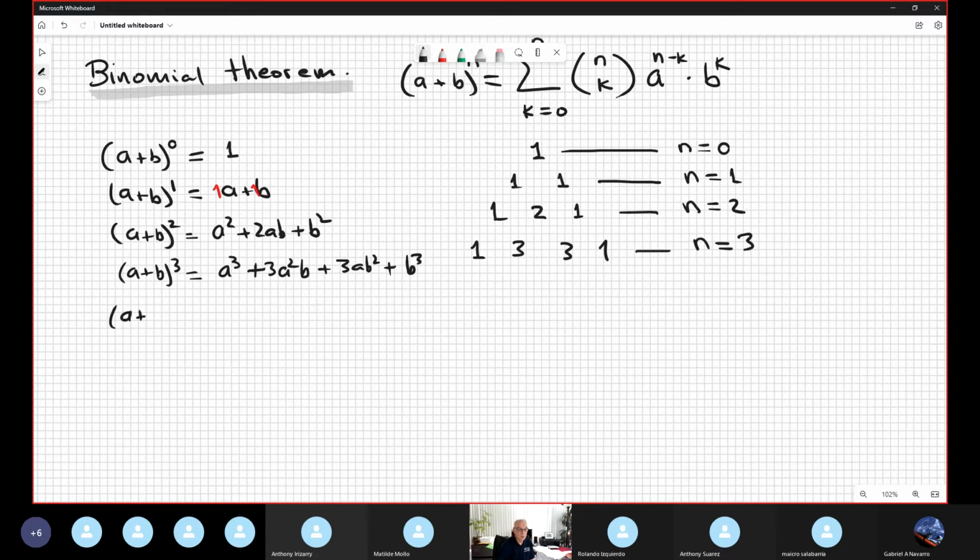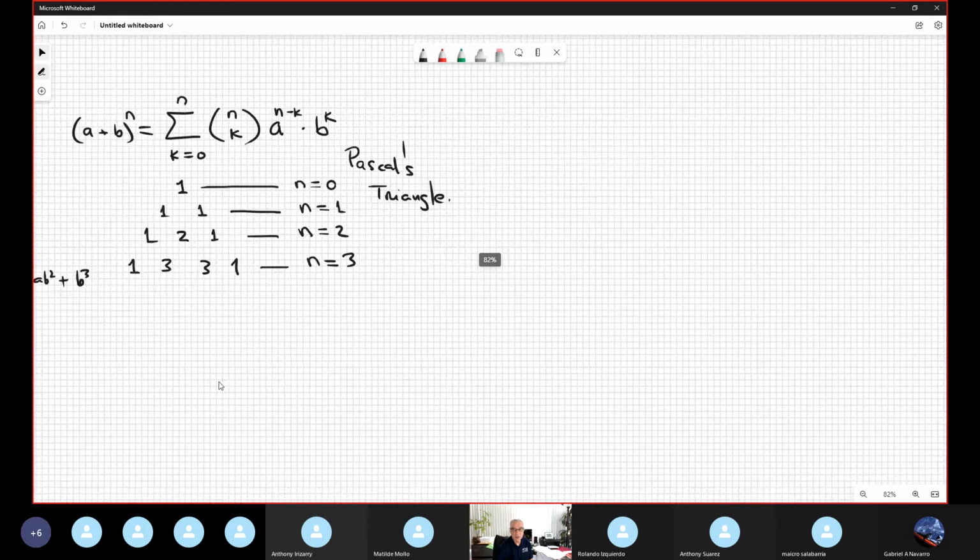Suppose I need to do (a + b) to the 4th power. It's too long a process doing the multiplication. No, I can predict. I can predict, exactly like Newton said. Do you know this triangle that gets formed? This is called the Pascal triangle. It's famous in mathematics. And you see the property of the Pascal triangle. Where does it come from? Let me write Pascal here.